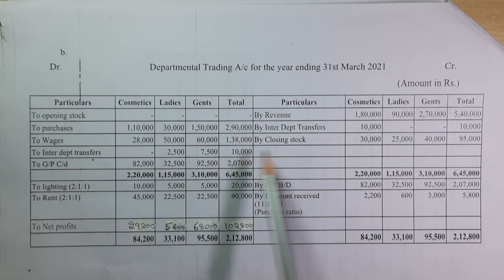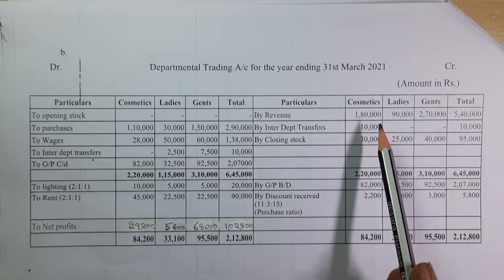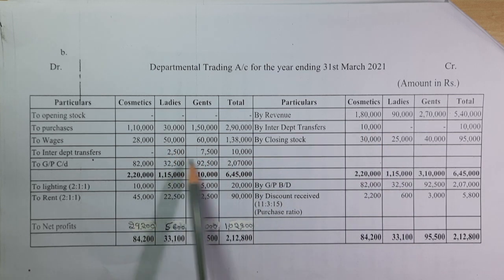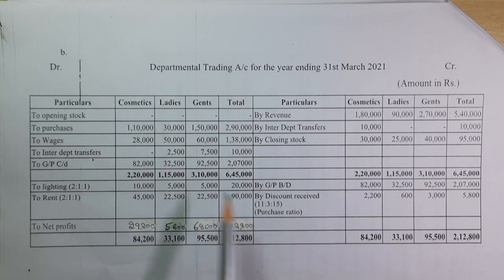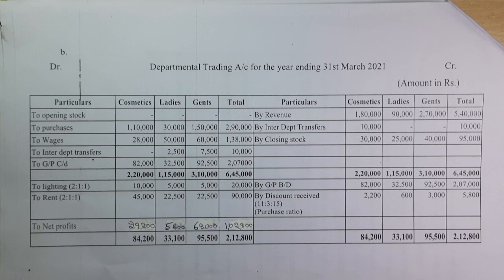Here for them it is purchases, for them it is sales. For cosmetic department it is sales, for ladies and gents department it is purchases, right? Then you find out gross profit, then lighting and rent, then find out each department's profit or loss. So 29,200, 5,600, 68,000, 1,02,800 is the total. So this is how you have to show. If any clerical error is there, don't worry, you can correct yourself, right? For that, again, don't scratch your head. This is what we have already done, your departmental account, but we are doing it with the help of a case study.